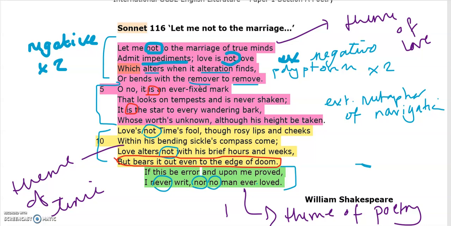First 8 lines are all on the theme of love, which is clearly the most important theme in this sonnet. Second theme goes on to think about time, so you've got a quatrain on time, and then the final couplet thinks about the theme of poetry itself. So I used a few structural terms in that first description.